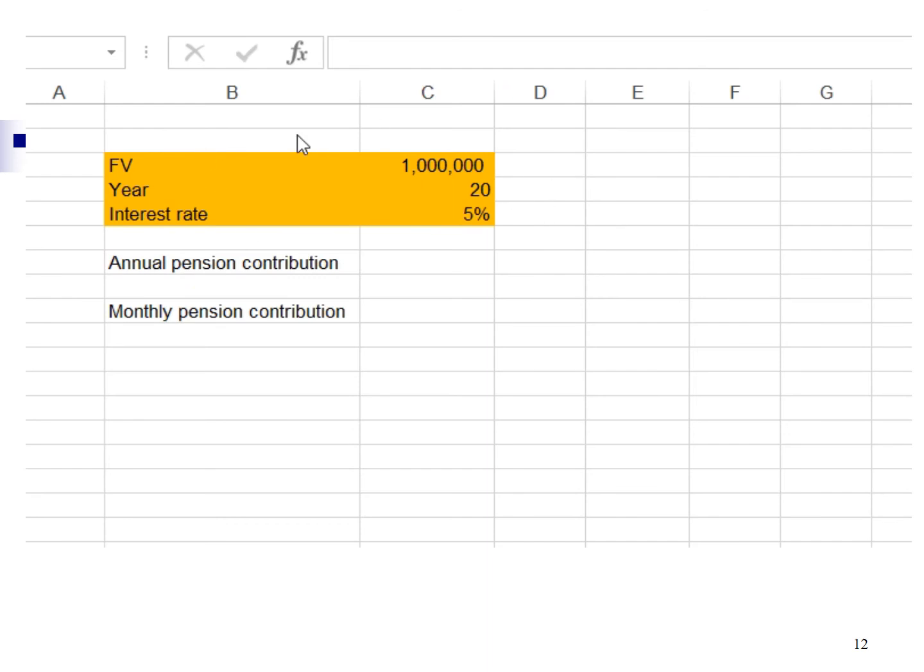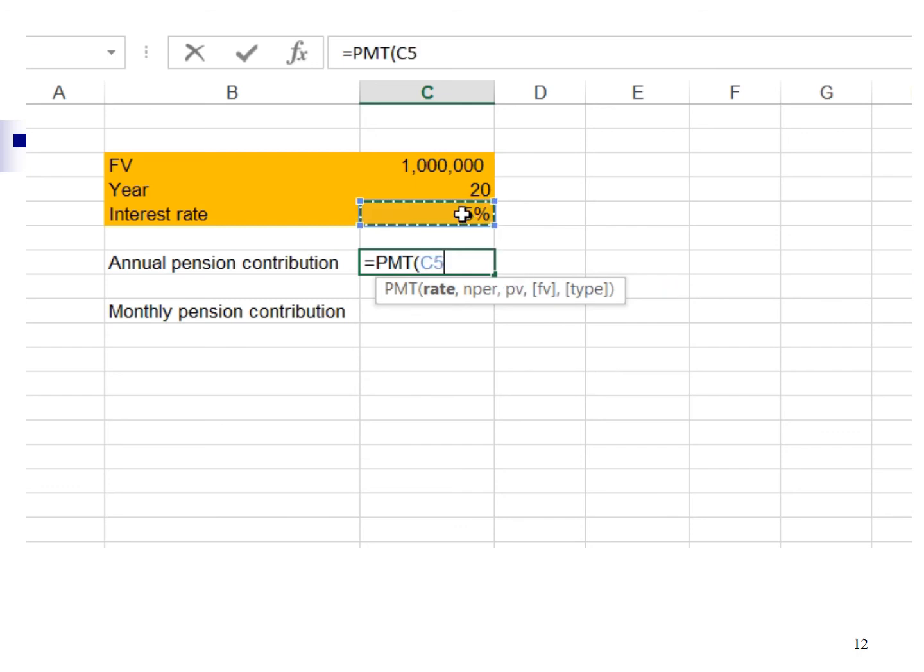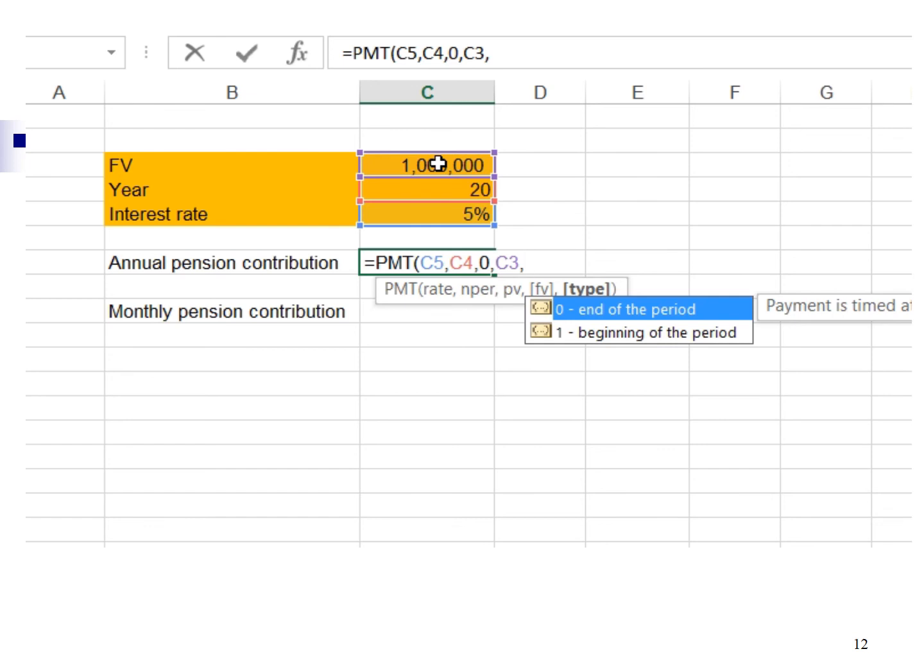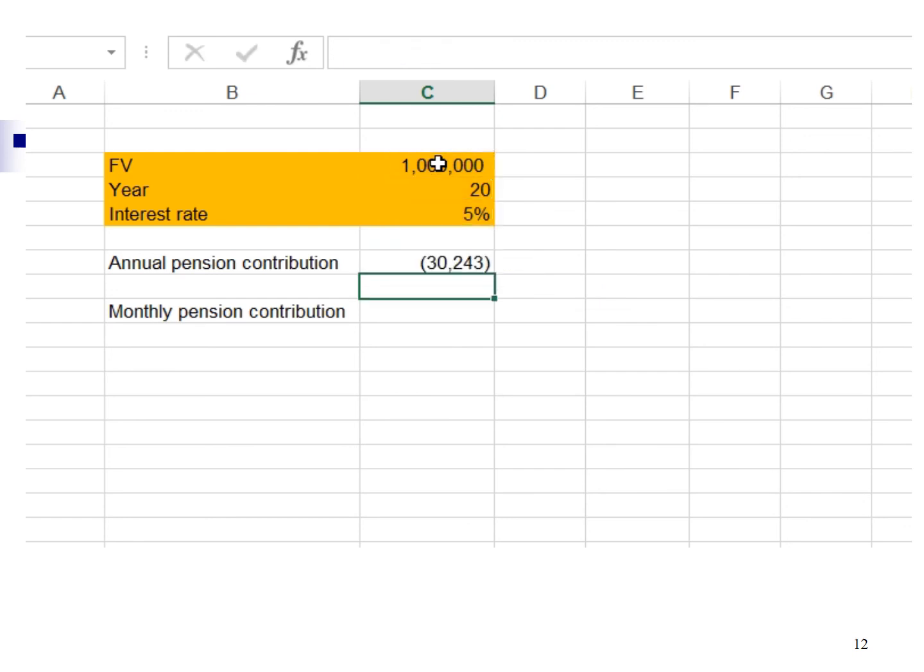The cells highlighted in yellow represent the input from the example. First, I would like to calculate the annual pension contribution. I'm going to type equal PMT, open bracket, point the interest rate of 5%, comma, point 20 years, comma, present value is 0. Therefore, I type 0, comma, future value is 1 million. So I point 1 million, comma, I type 0 for ordinary annuity. Close bracket. Here is the answer.